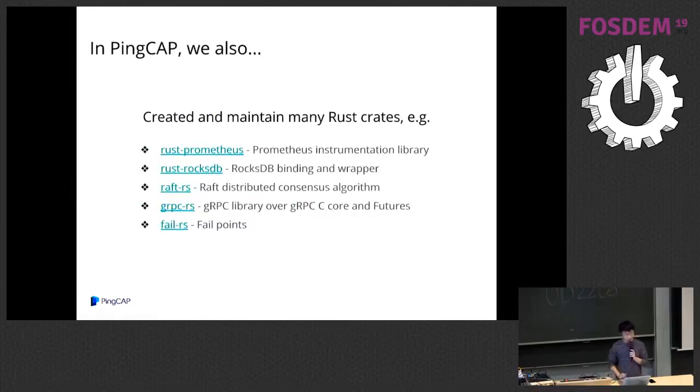At PingCAP, we also created and maintain many other Rust crates. For example, Rust Prometheus is the library I'm talking about today. And Rust RocksDB, a binding and wrapper for the RocksDB database. And Raft, an implementation of the distributed consensus algorithm in Rust. And also gRPC, which we built to wrap the gRPC C core for high performance. And also, we built fail-rs. It provides fail points.